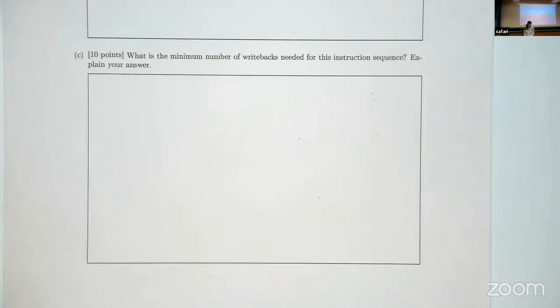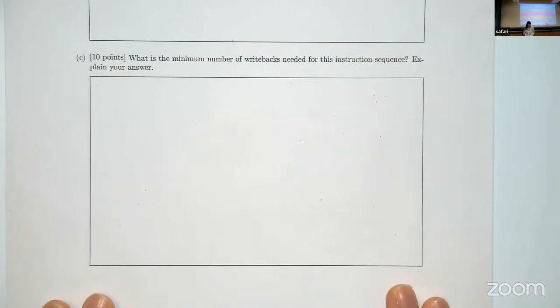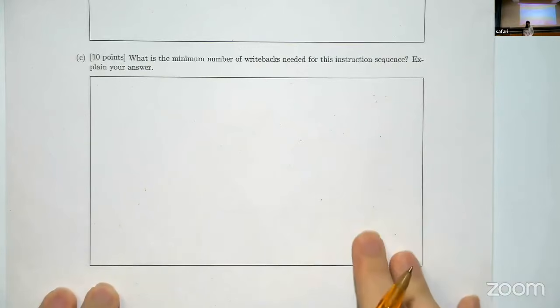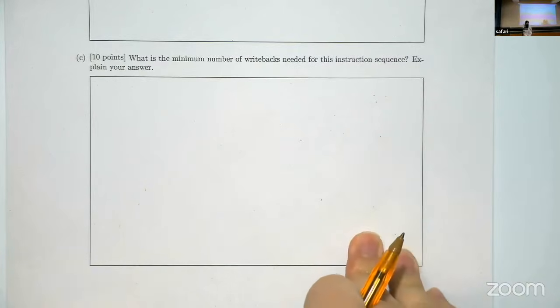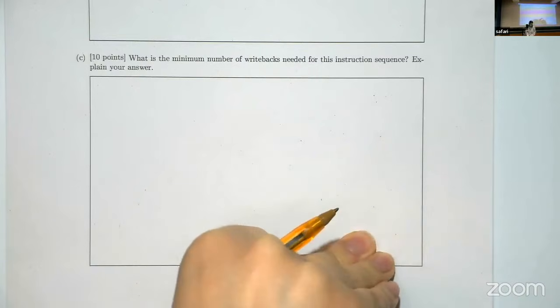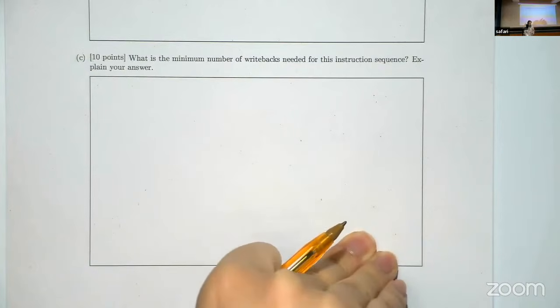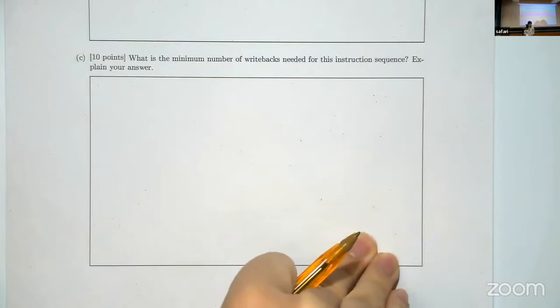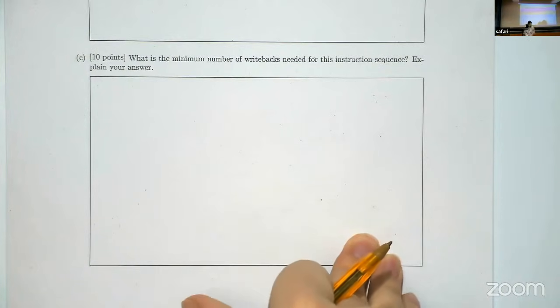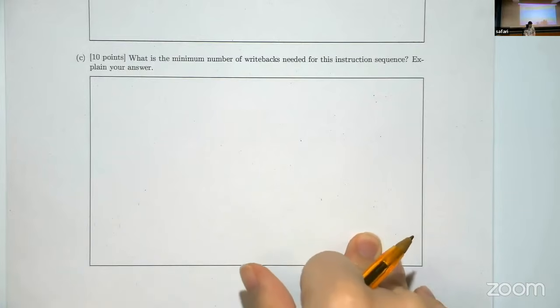And the last item basically asks what is the minimum number of write backs needed for this instruction sequence. So for this question, you need to think about the cache blocks that are used after they are modified. And basically we had 3 occasions like that.